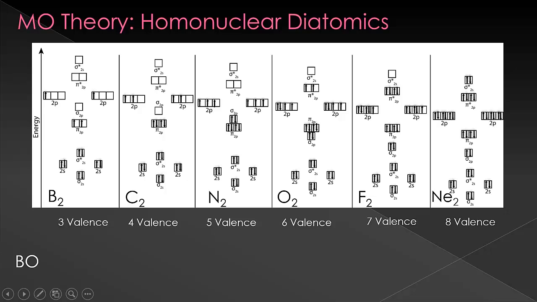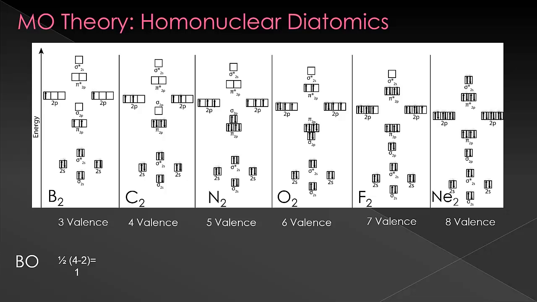Note that the switch happens between N2 and O2. So you'll know that O2, F2, and Ne2 all follow this pattern, while boron, carbon, and nitrogen all follow this pattern. You should know how to draw each of these diagrams without help. For anything other than the first and second row homonuclear diatomics, I will have to tell you the ordering of the molecular orbitals. Now let's determine the bond order for each example.